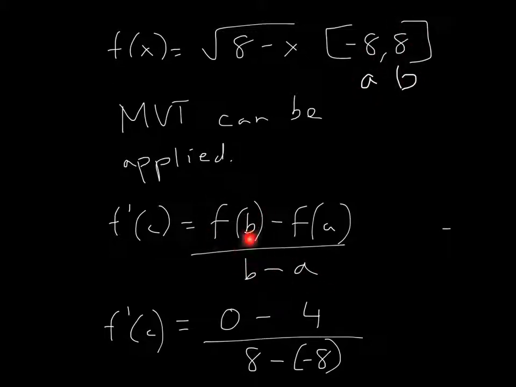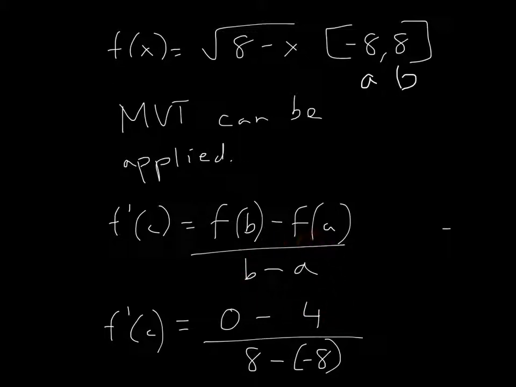But since it's f of b, you plug in b, 8, into this function. So what does that equal? Well, if we plug in b into this, what do we get? 8 minus 8 is 0. If we plug in a into this, what do we get? 8 minus -8 is 8 plus 8. Square root of 16 is 4.